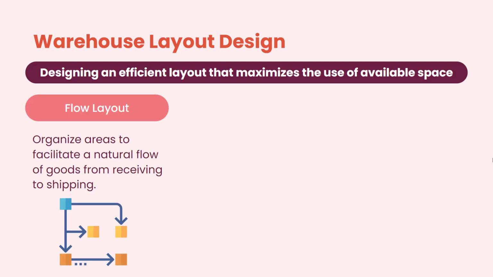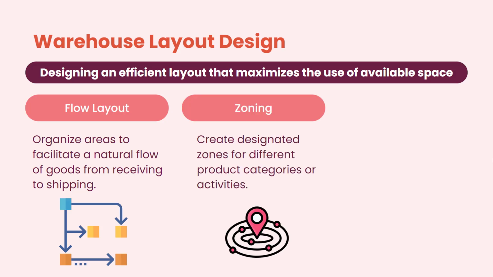First feature is flow layout, where you organize areas to facilitate a natural flow of goods from receiving to shipping, reducing handling times. This means that you define the direction of movement of material. This helps in standardization in the flow of goods and ensures minimum handling time.